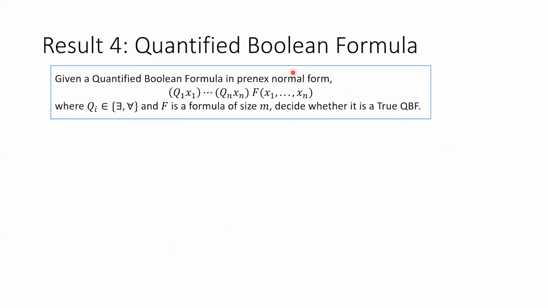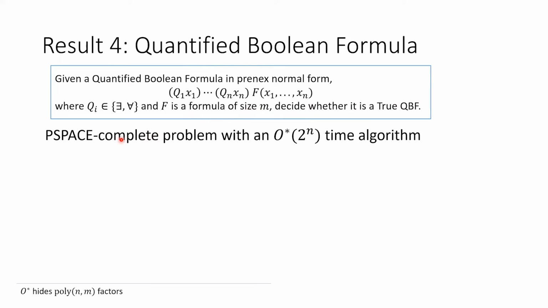Our fourth result is about quantified Boolean formula, where we are given a quantified Boolean formula in prenex normal form, and we want to decide whether it is a true QBF. So this is a canonical PSPACE-complete problem with a trivial algorithm that roughly takes 2 to the n time.